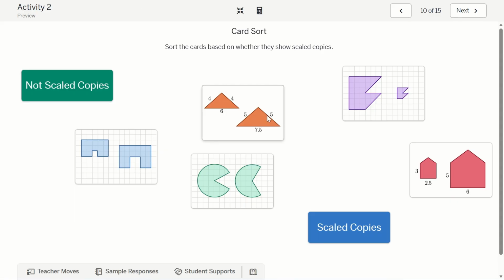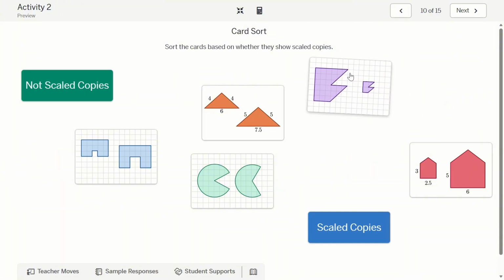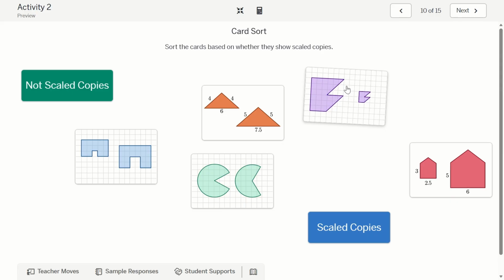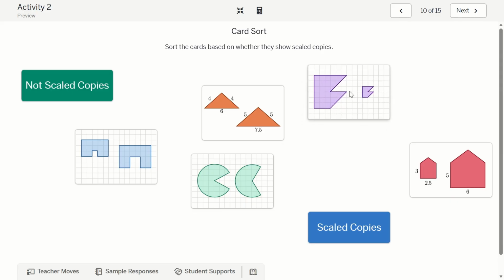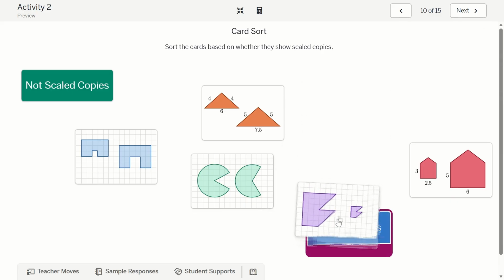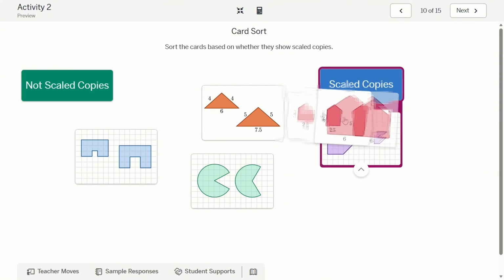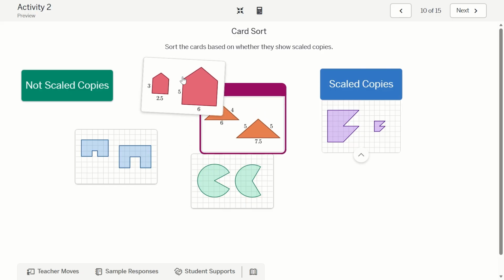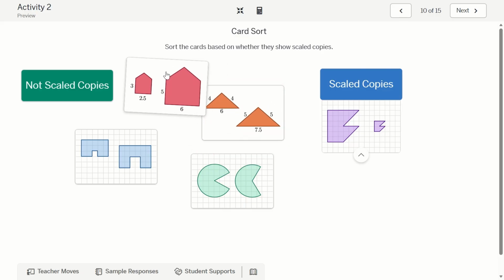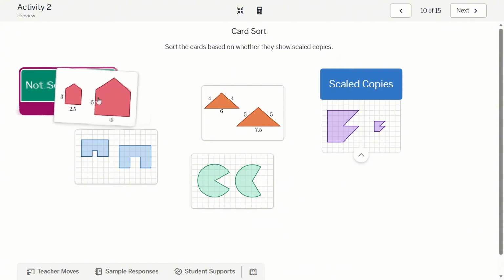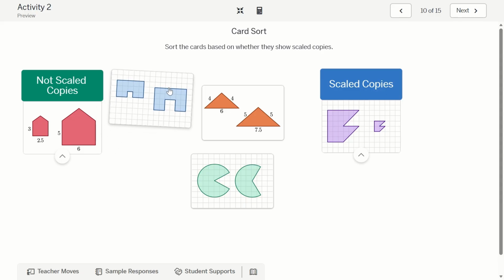Ladies and gentlemen, we'll do this together since we're running out of time. Let's start with this purple one. What do we think, ladies and gentlemen? Scaled or not scaled? Why do we think it's scaled? Let's see. Scaled copy. Cool. What about this one? Why not scaled? Because you can't multiply 2.5 with 6. And what about 3 to become 5? So not scaled. What about this blue one?